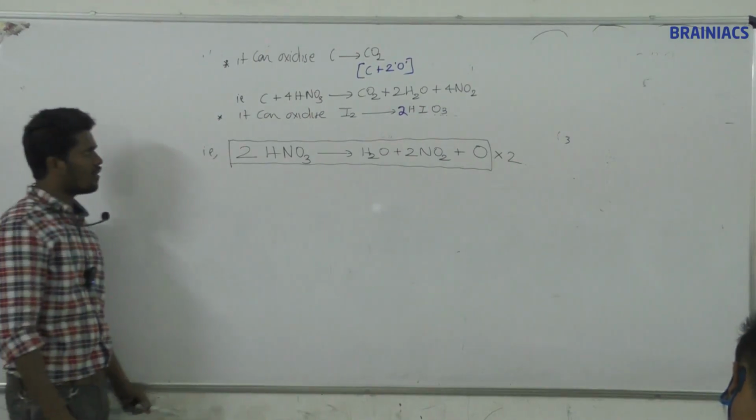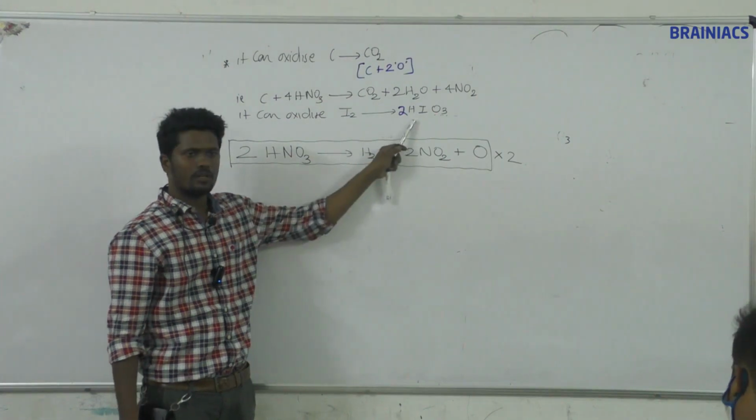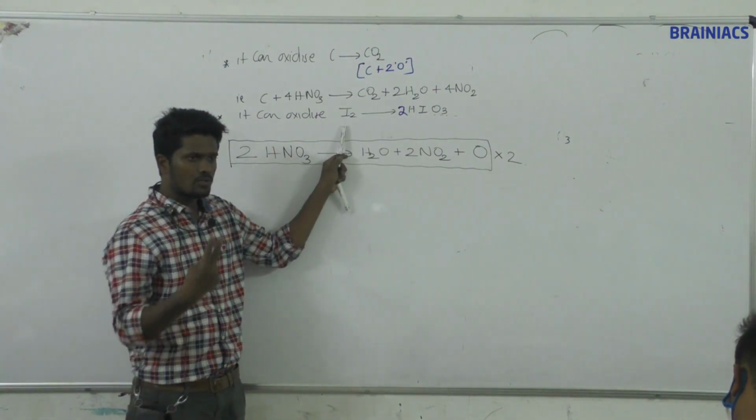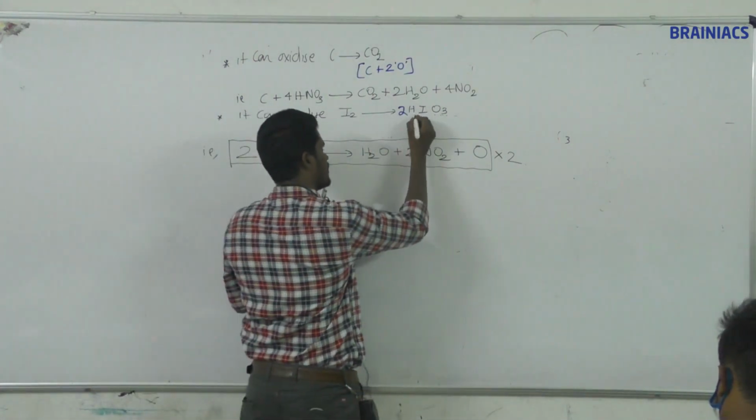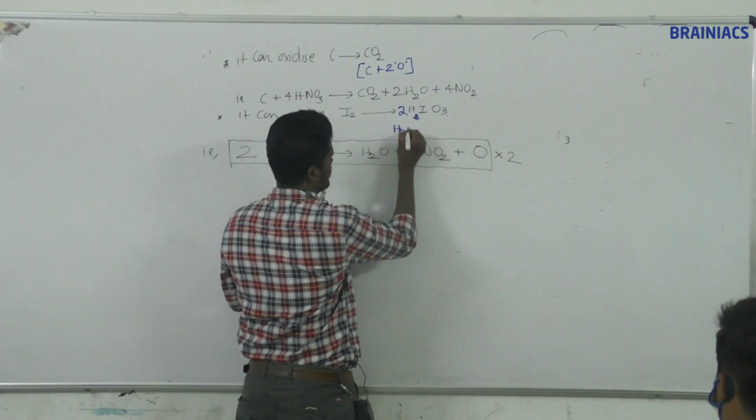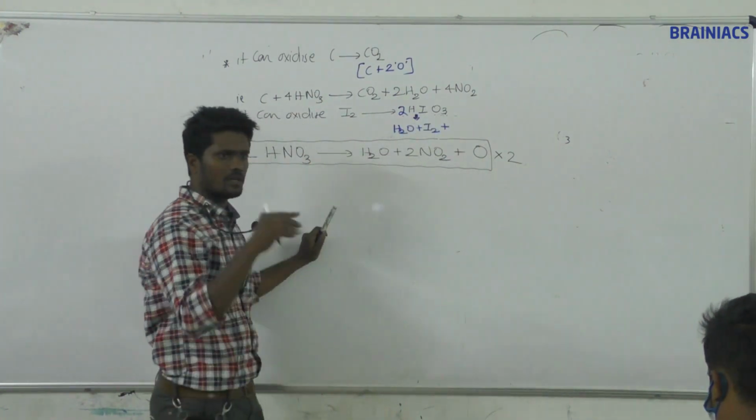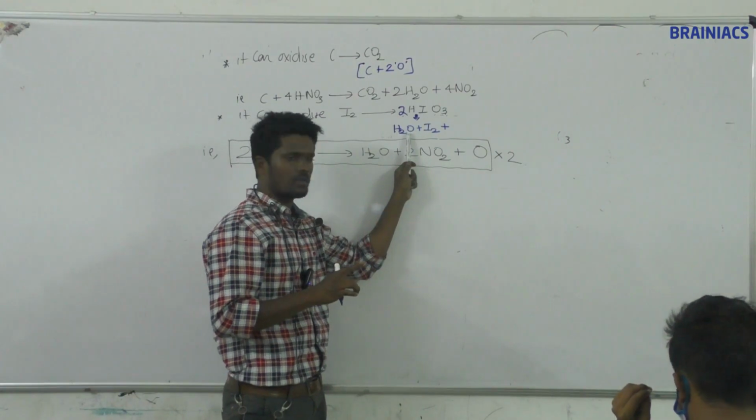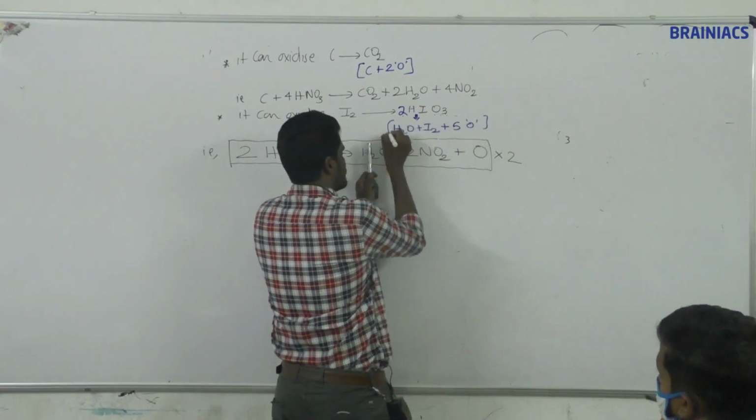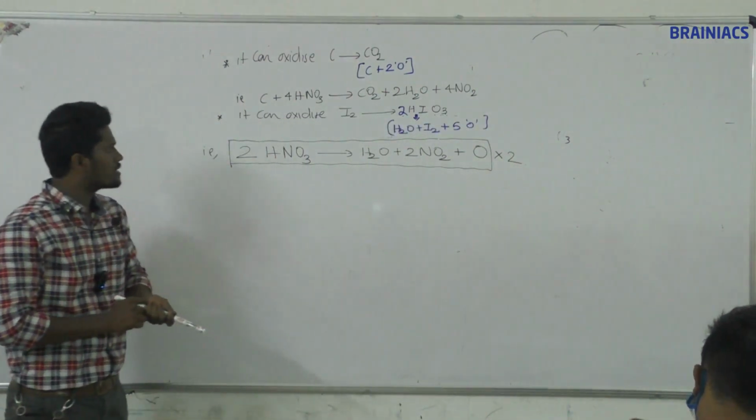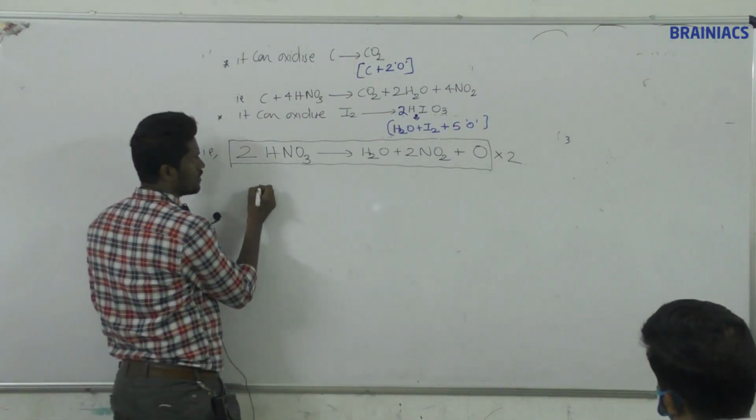Okay, so it can oxidize I2 into what? HIO3. So how many iodine here? 2. So how many HIO3 should be here? 2. Okay, so here H2O plus I2 plus 2 into 3, that is 6 oxygen. 1 oxygen is present where? In water. So how many monoxygen should be here? 5 monoxygen. So how many HNO3 are required? 10 HNO3 are required. So what will be the equation?